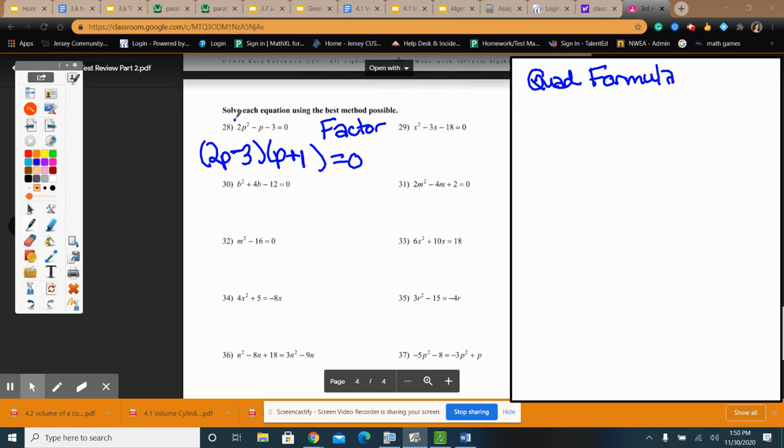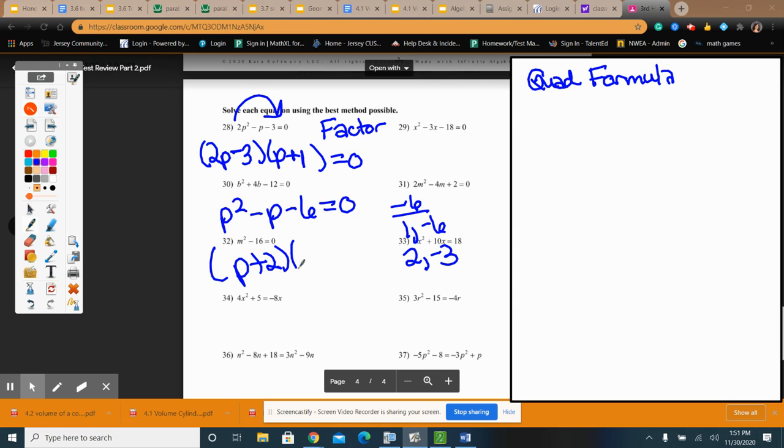If you did the AC method, you would change that to p squared minus p minus 6 equals 0. You'd make your list for -6: 1 and -6, or 2 and -3. You would use 2 and -3: p plus 2, p minus 3. You would put the 2 back. Those have a 2 in common, so you would throw out that 2, and then you'd have the 2p minus 3. Okay, so that's how you factor it.